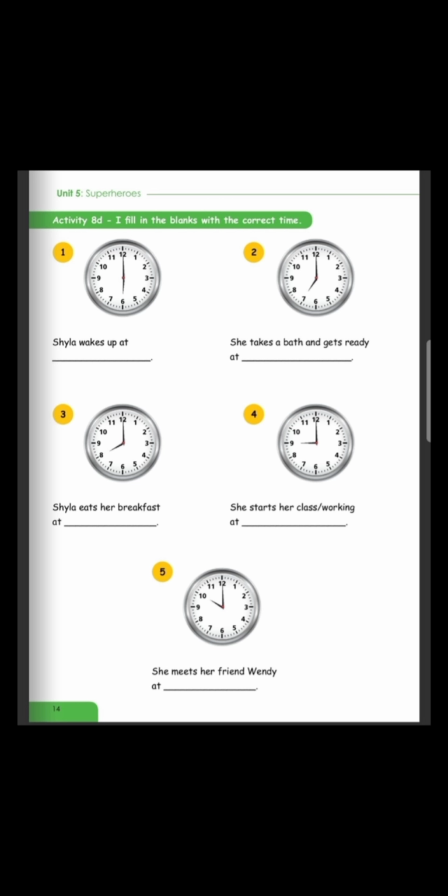Let us spell 6. S-I-X, 6 o'clock. O'clock. Very good. Now number 2. She takes a bath and gets ready at. Elle prend sa douche et s'habille à. What time? The long minute hand is pointing towards 12 and the short hour hand is pointing towards number 7. So it is 7 o'clock. S-E-V-E-N, 7 o'clock.